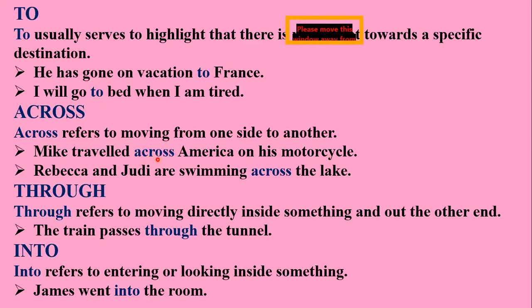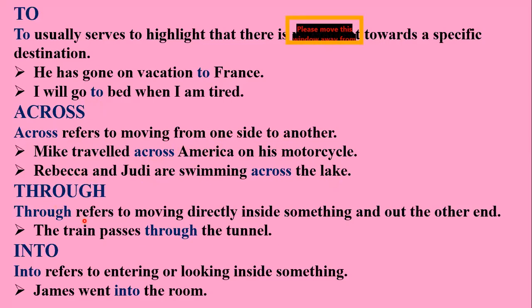So across is now he's moving from one place to another and from another to another. So it's a continuous motion. So we are using across. Rebecca and Judy are swimming across the lake. Now, across is again they're traveling from one location in the lake to another location. So that is across, okay?